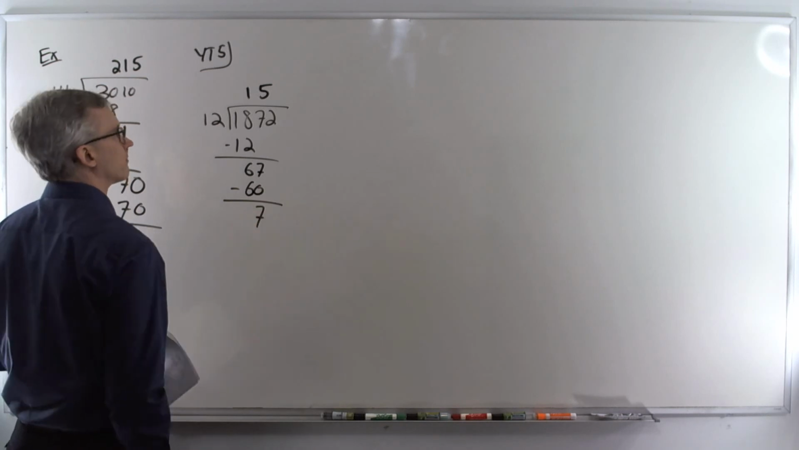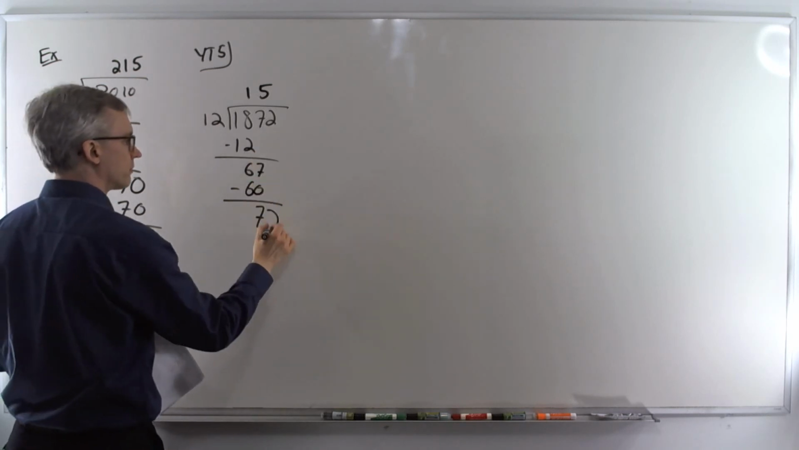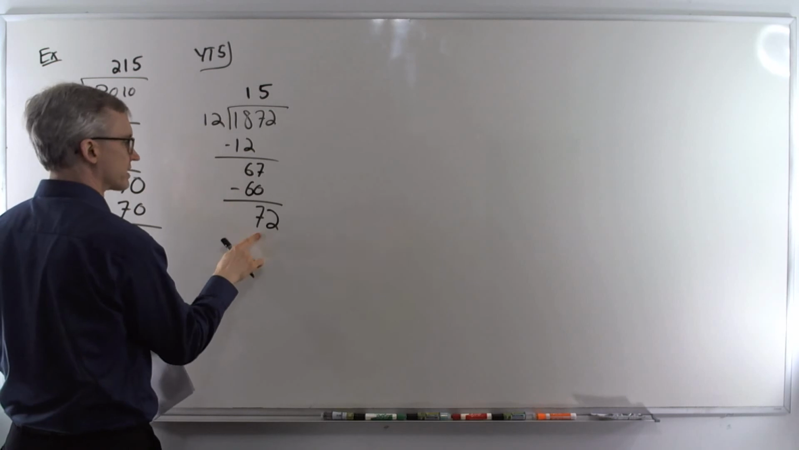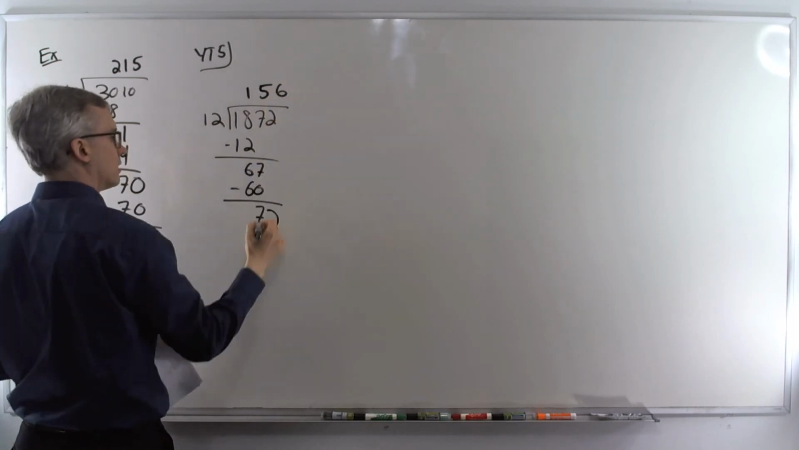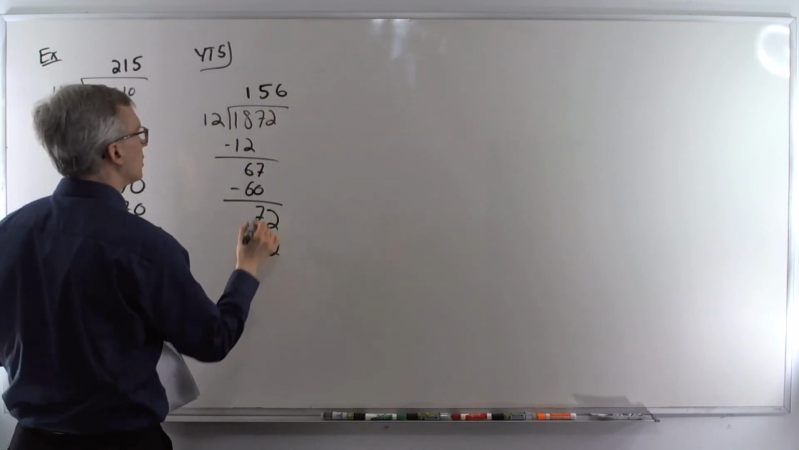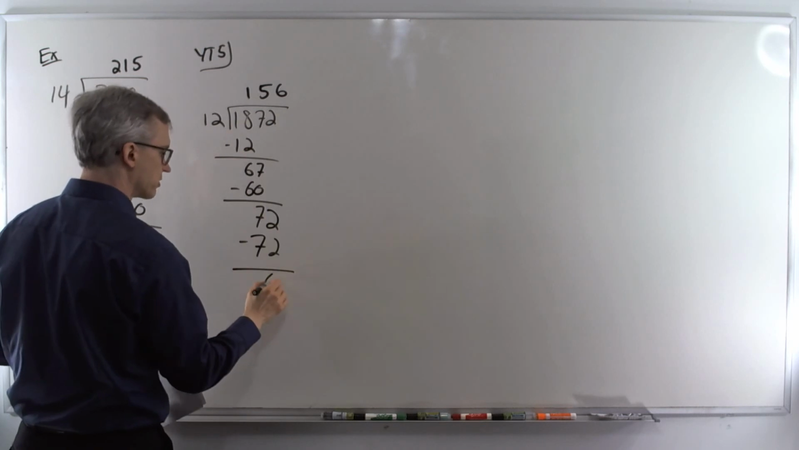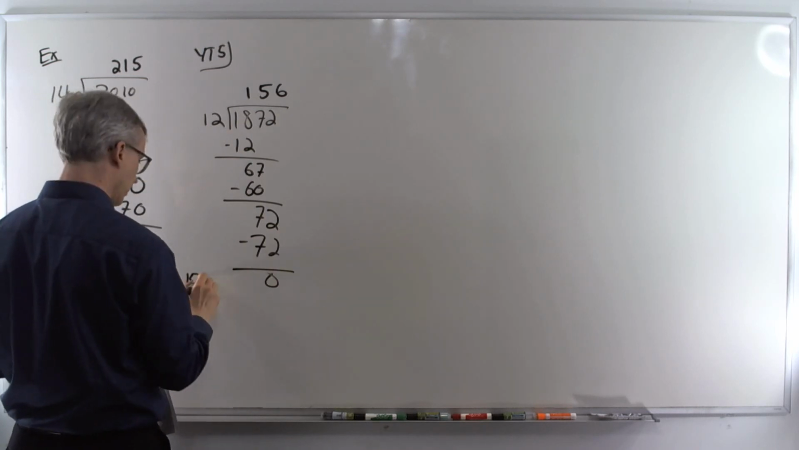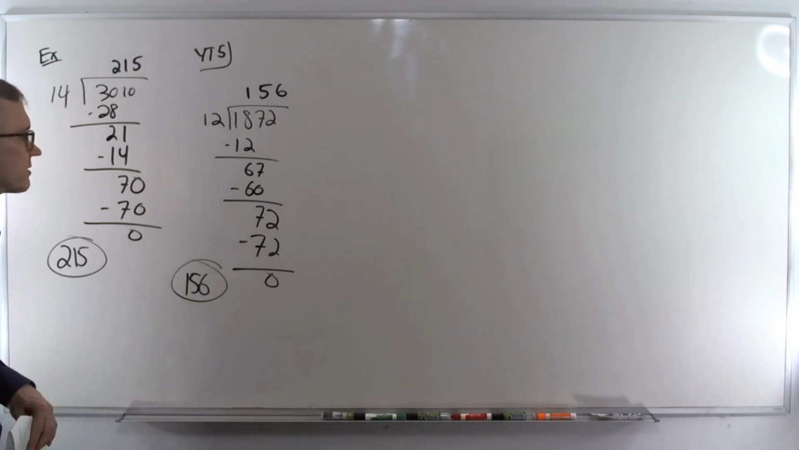Subtract to get 7. Now we'll bring down the 2. Now how many times does 12 go into 72? That'll be 6 times. 6 times 12 gives us 72, subtract to get 0. So our answer is 156.